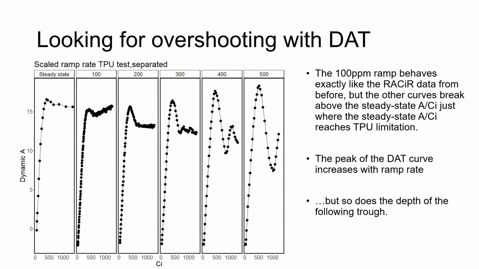Okay. Another question. They're asking, is it only from the trend of the ACI that we can say that this plant has a TPU limitation or not? There are a couple of diagnostic features that we use for detecting TPU limitation.